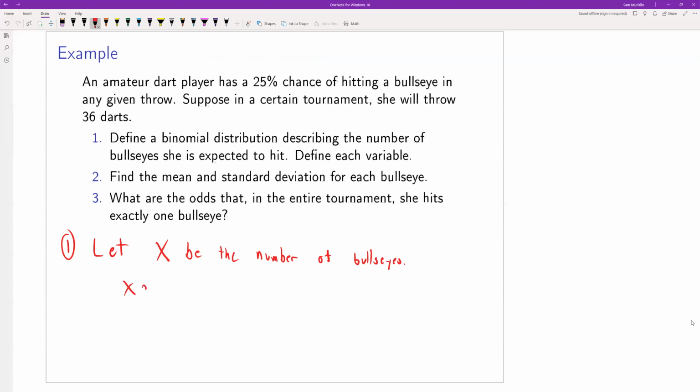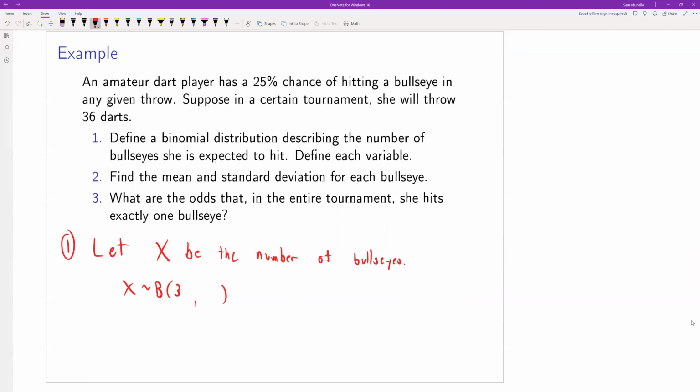We can therefore let it be a binomial distribution. Once again, why is it a binomial distribution? We've got a fixed number of trials, 36 darts thrown, a fixed chance for success, 25%, and every single dart thrown, we're saying, is independent. She doesn't get tired. She's not drinking anything.